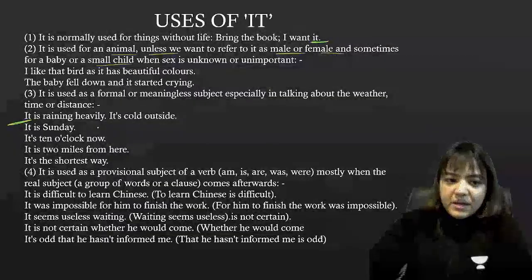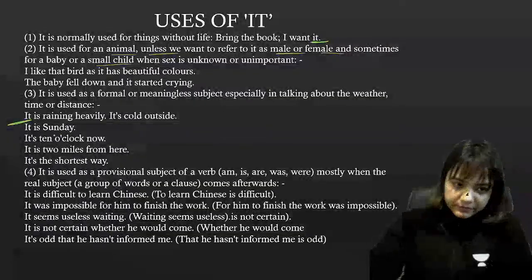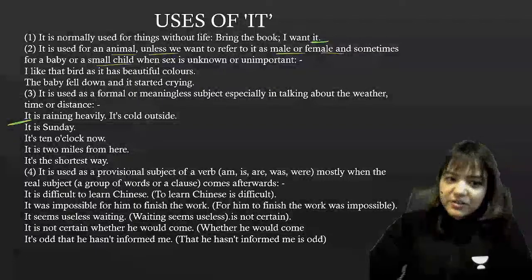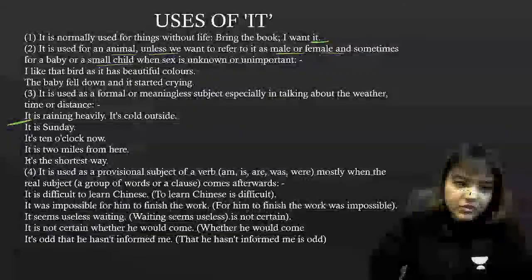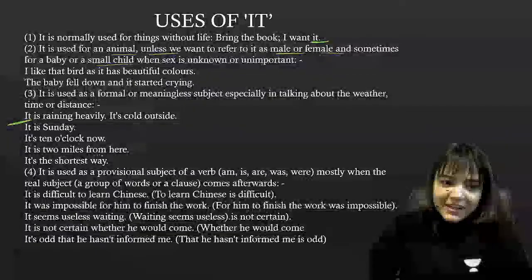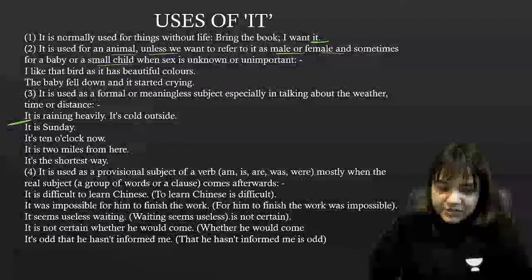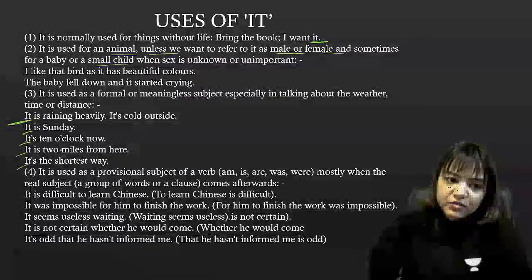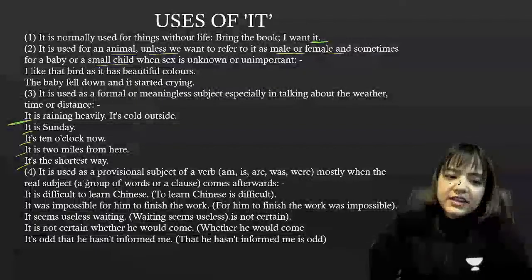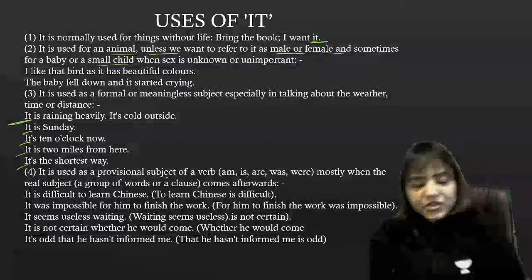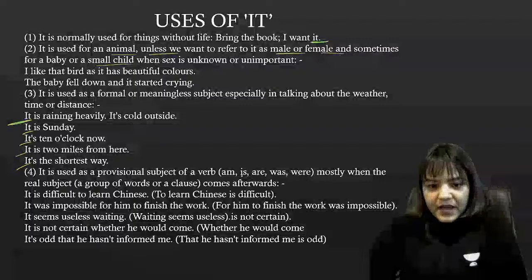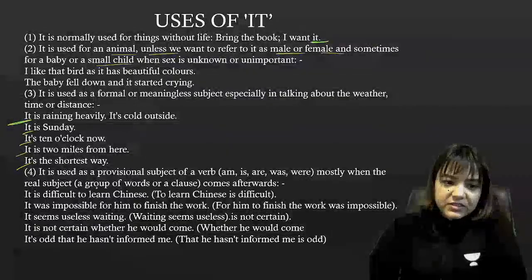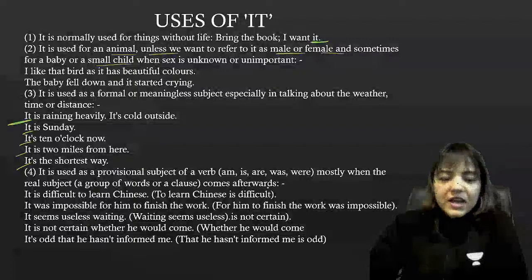It has no meaning here. It is cold outside, it is Sunday. It's 6 o'clock now. It's 2 miles from here. It's the shortest way. Overall, in all these, "it" is used as a meaningless subject. Then, "it" is used as a provisional subject of a verb (am, is, are, was, were), mostly when the real subject, that is a group of words or a clause, comes afterwards.